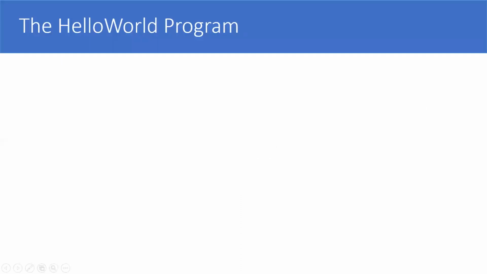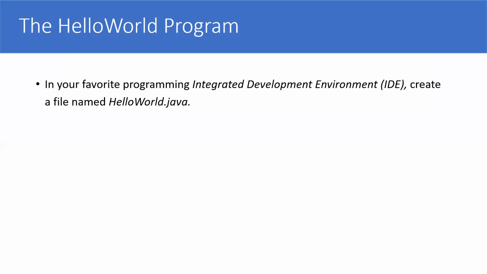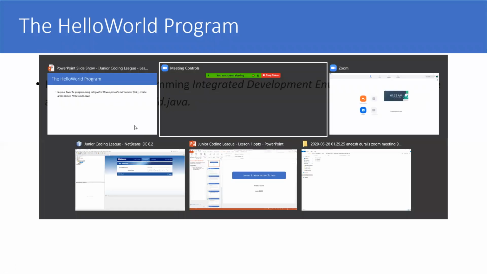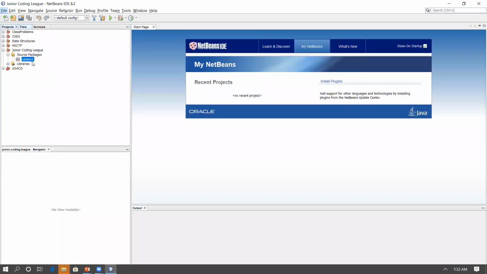So let's start with this very first program. We're going to call it the Hello World program. It's a very standard program that many of you will have started learning. Whenever you start learning Java, you'll start with this program, or with pretty much any other language. So in your favorite integrated development environment, we're going to create a file which we're going to call HelloWorld.java. So go ahead and do that right now. I'm going to do it along with you guys.